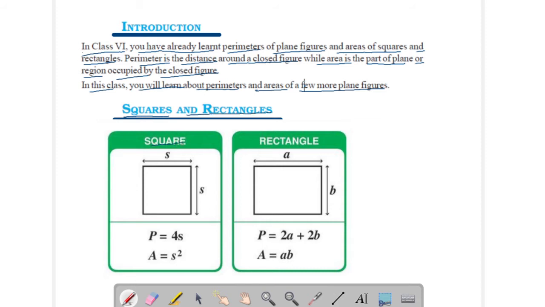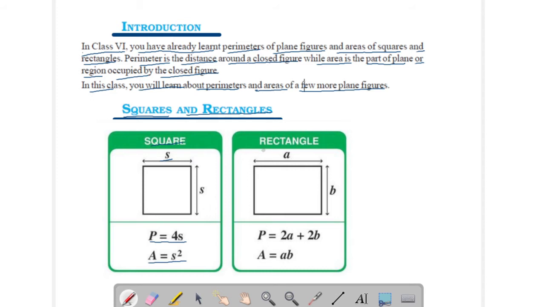Square. What is a square? It is a closed figure having four sides and all the four sides are equal. Let us represent side of a square by S. Then perimeter of a square is given by P equal to 4s, that is perimeter of a square equal to 4 into side, and area of a square is given by area equal to s square, that is side into side or side square.